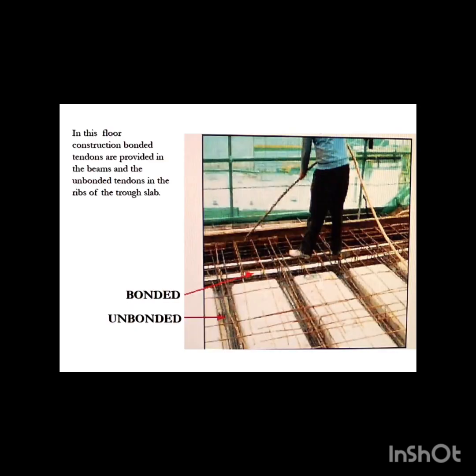Whereas unbonded tendons are normally assembled under factory conditions, they consist of strands or wires that are wrapped or encased in plastic, having been first coated with a grease or bituminous material. In floor construction, bonded tendons are provided in the beams and unbonded tendons in the ribs or troughs of the slab.